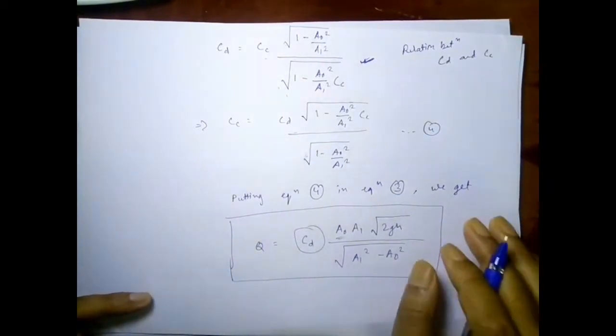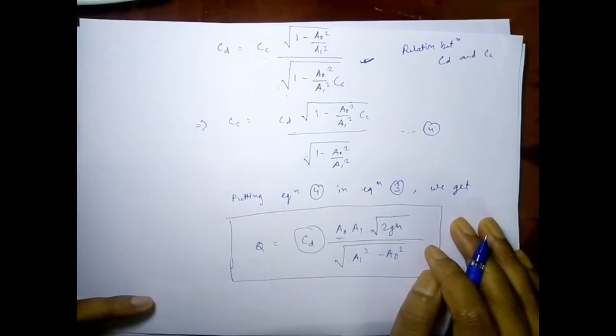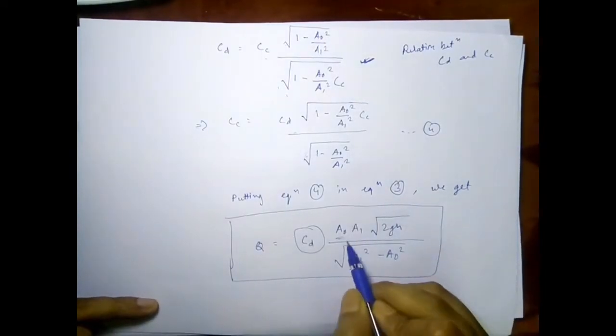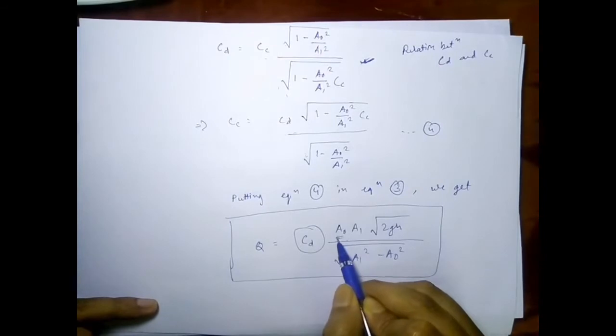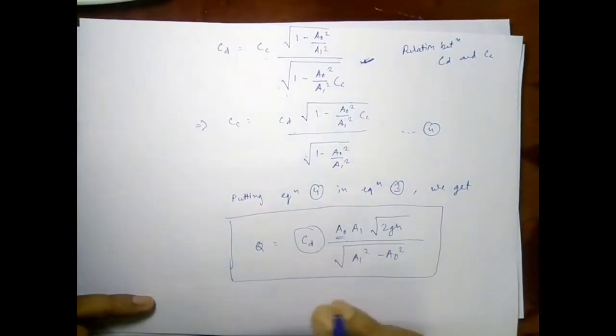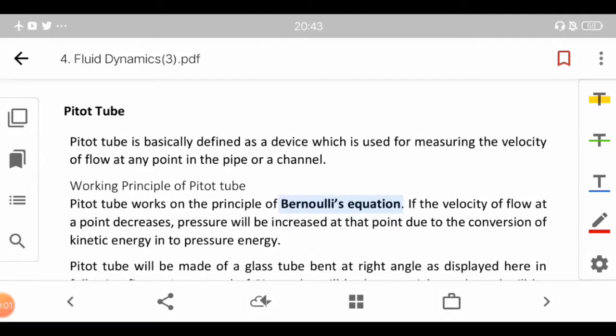You can consider one difference from the Venturi meter: in the Venturi meter we just had A1 and A2, but here we are not considering A2, we are considering A0, that is the area of the orifice.